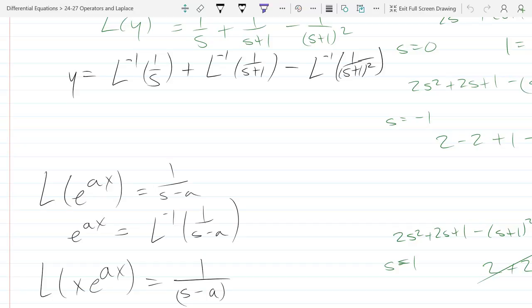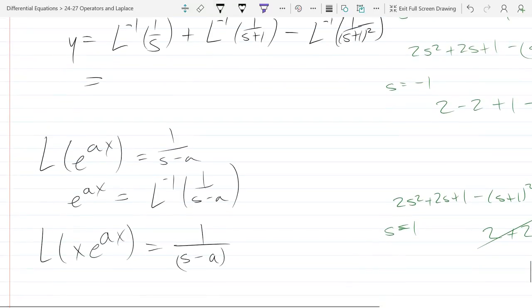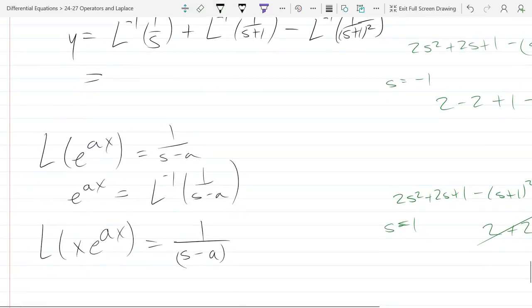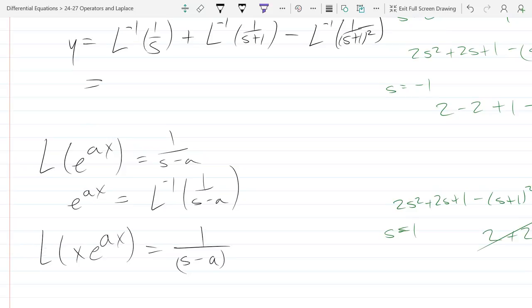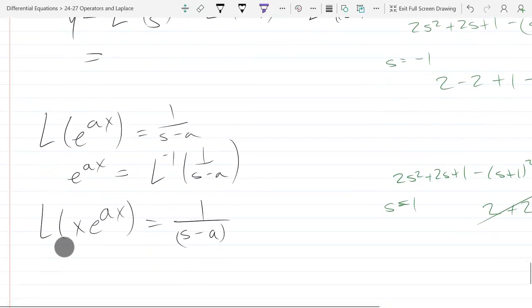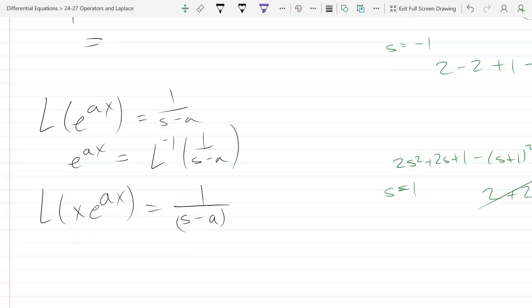So the 1 over s is just 1. You know what? I better write down, let's see. We'll just do each of these separately. What was going on here? Oh, we rewrote that one. All right.